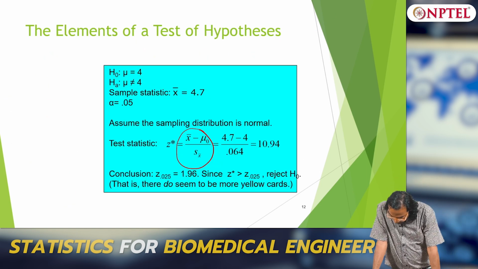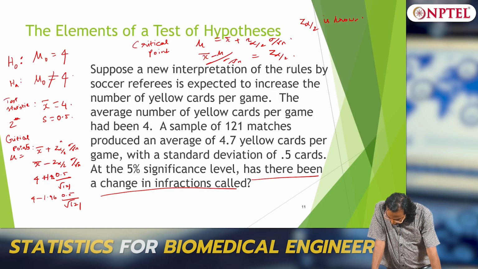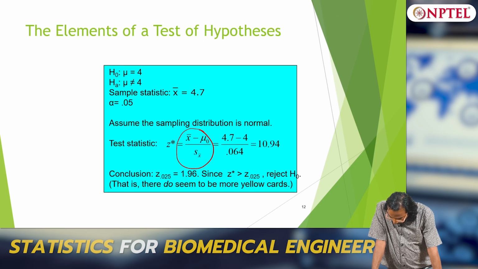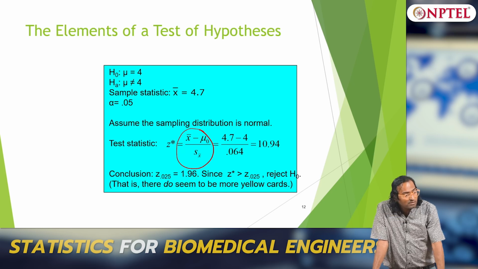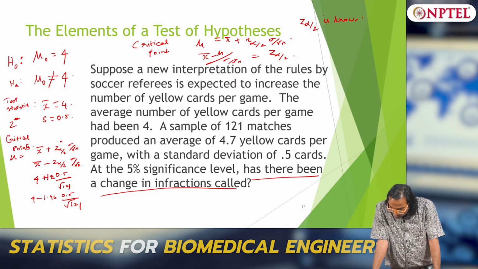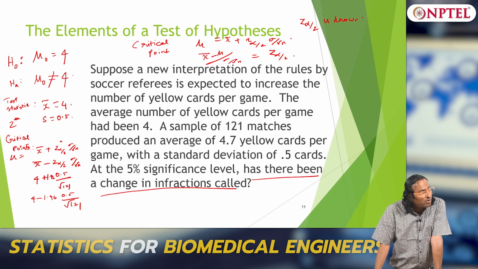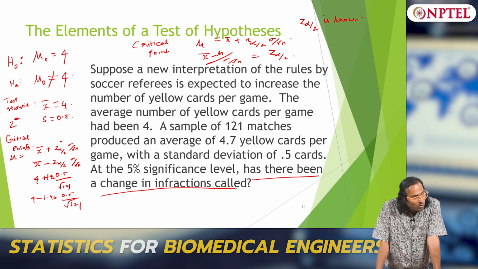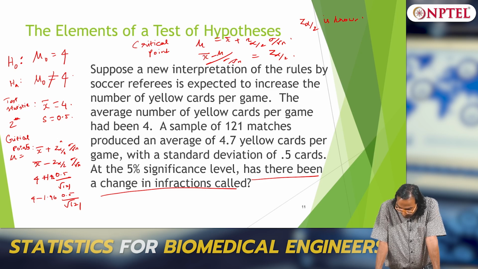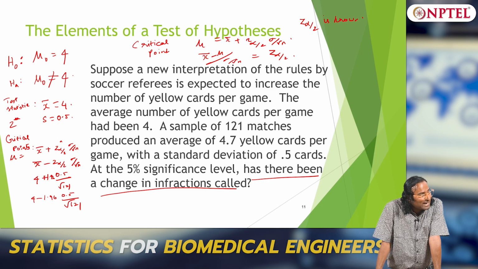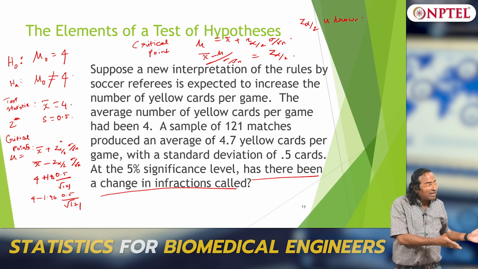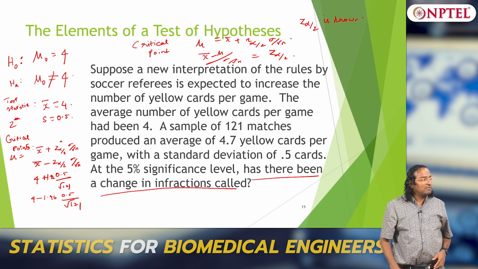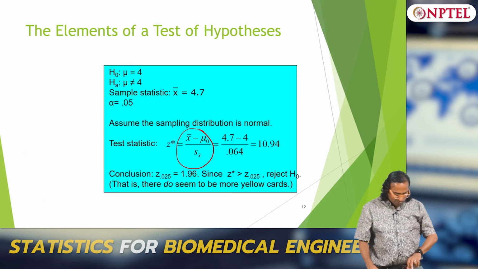0.5, why is it, what is, no, okay, sigma by root n, right? No, this is the standard deviation of the original. So look at this, a sample of 120 cards produced an average of 4.7 per game with a standard deviation of 0.5 cards. What is the standard deviation? This is the standard deviation of x bar. This is the standard deviation of the x calculated from data. What is the standard deviation of x bar?